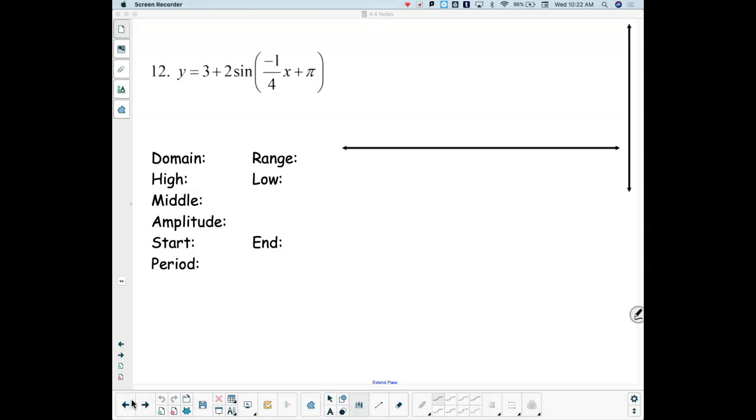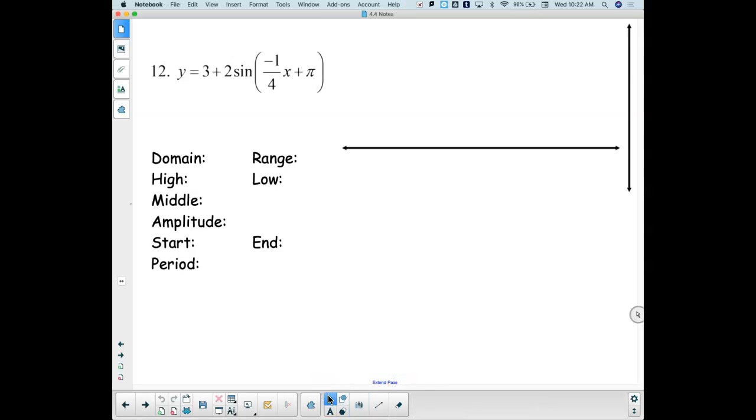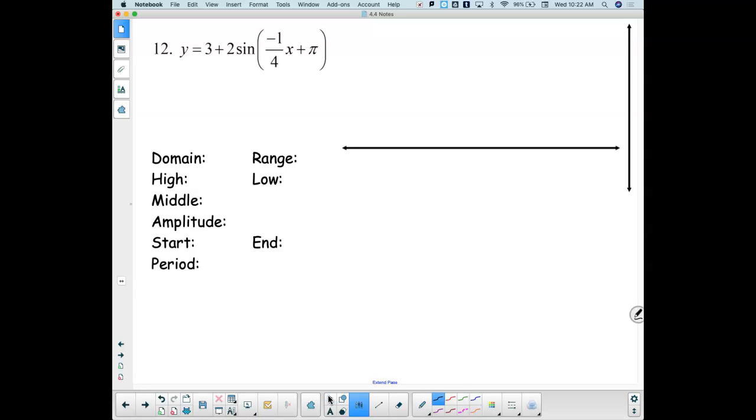Alright, so if I factor here, because I got to factor out that inside to get it in my A, B, C, and D form. So then this would become y equals 3 plus 2 times the sine of, if I factor out a negative 1/4, then that leaves me with x minus 4 pi.